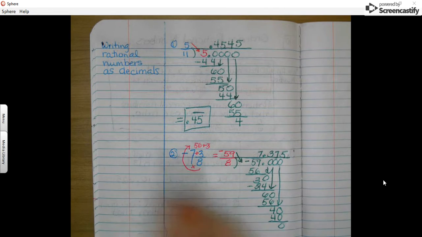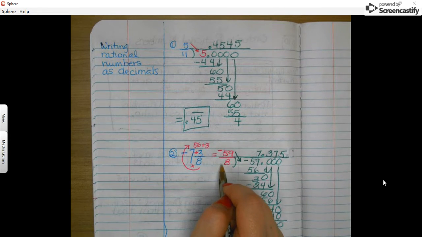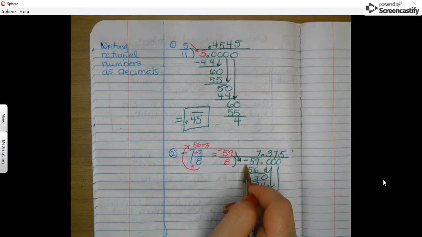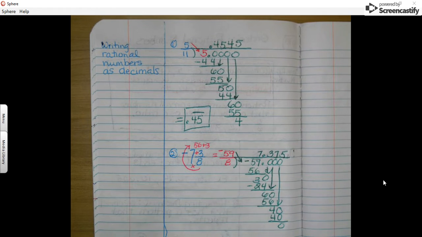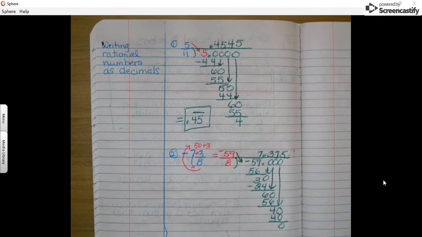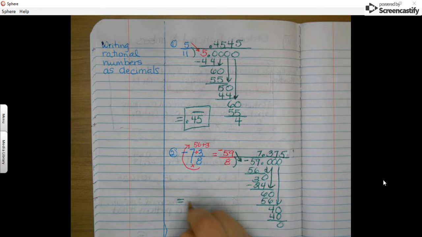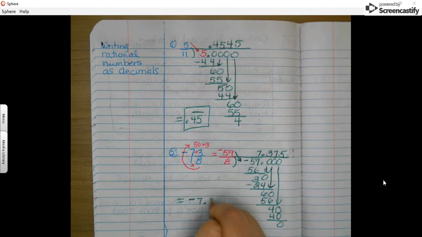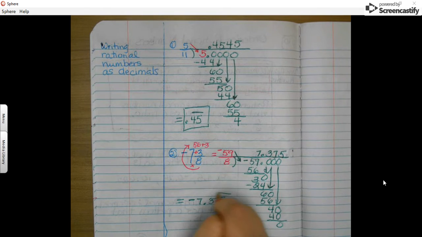So remember, if there's no sign in front of a number, it's positive, right? And here we have a negative sign on the inside. So if you look at the rules on the wall for integer operations, when we multiply and divide with different signs, what kind of answer do we get? Negative. So I'm going to put my equal sign over here. My answer is negative 7.375. And I box that out.